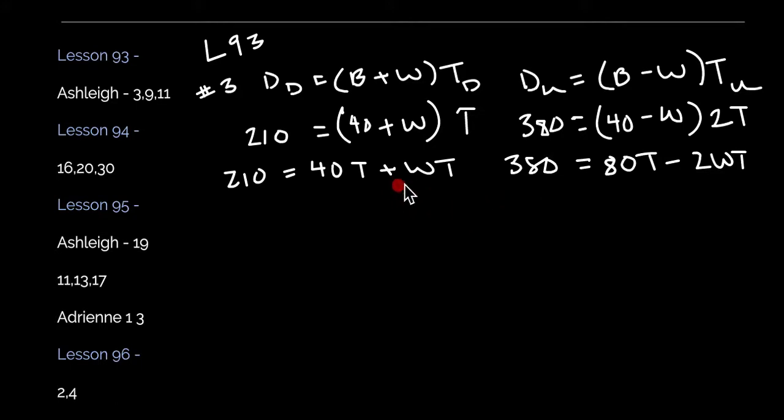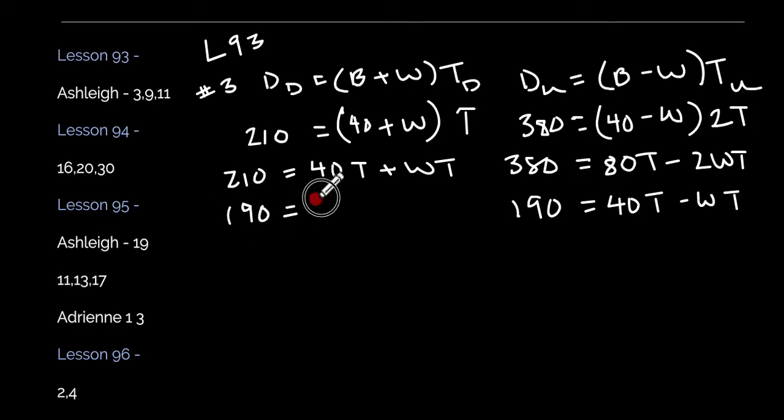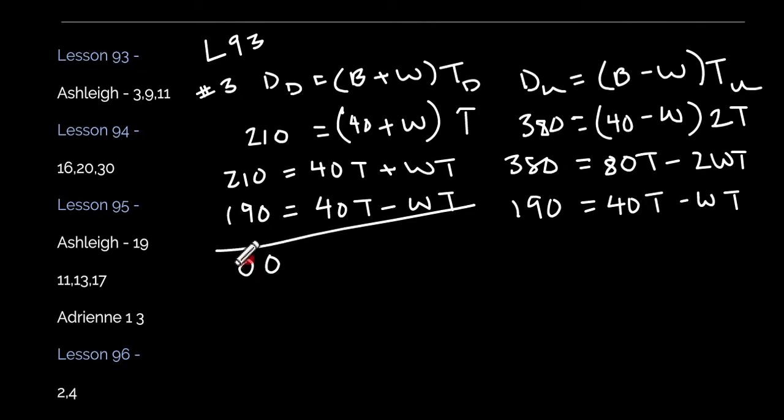Let's see, is there anything that we could divide? We could divide this one by 2. I'm going to do that. Remember I was teaching you to try to reduce your equations. It just saves a little bit of work because the numbers are going to be smaller. Now we have a plus wt and a minus wt, so I'm going to line these up. 190 equals 40t minus wt. So we're going to get 400 equals 80t.